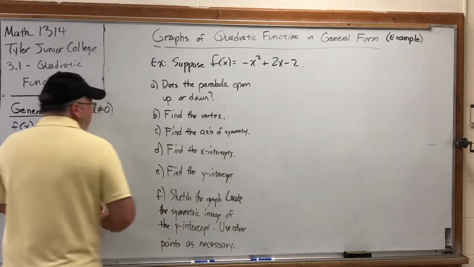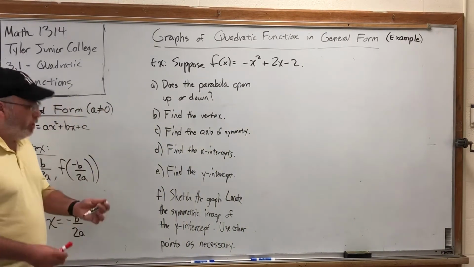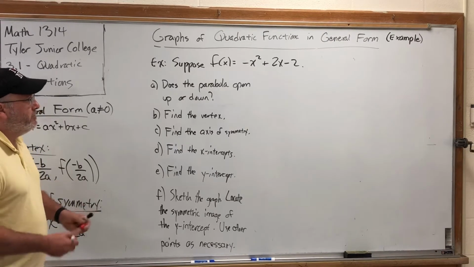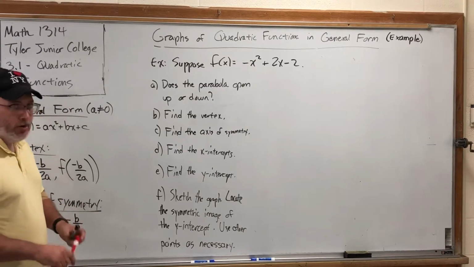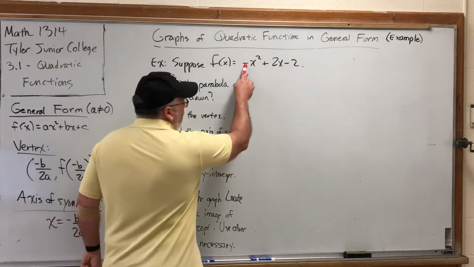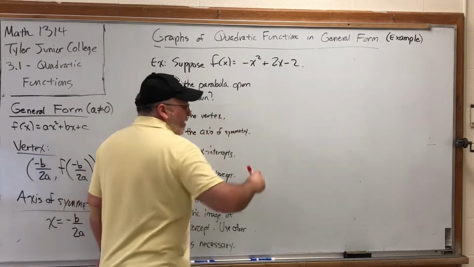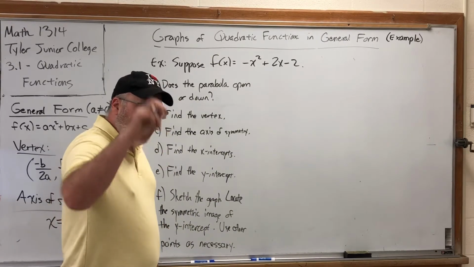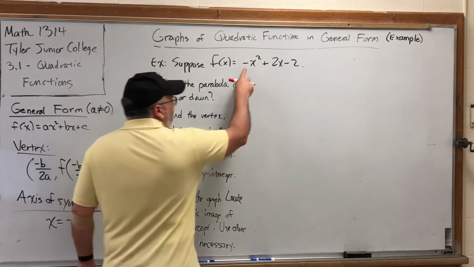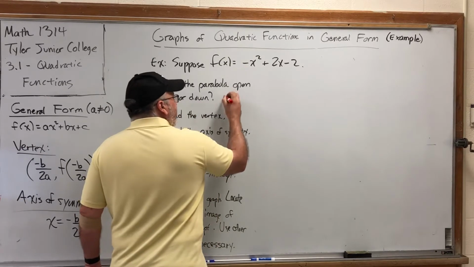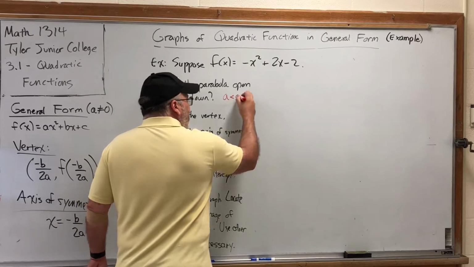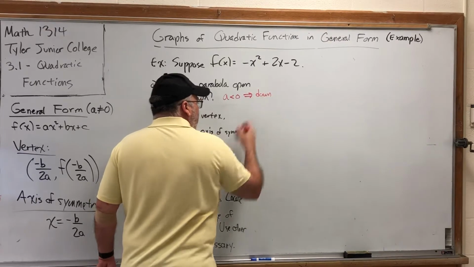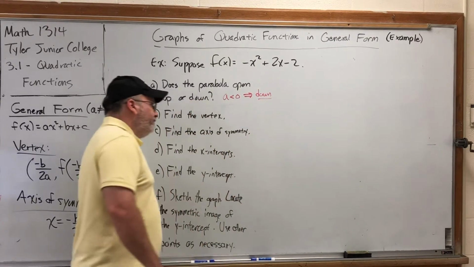The first part's pretty easy to answer. Does this parabola open up or down? That is 100% dependent on the sign of the leading coefficient. The leading coefficient is -1. Oh, and by the way, leading coefficient is the coefficient in front of the letter with the highest power. Leading coefficient is -1. Since a is less than 0, this implies the parabola opens down. So that was pretty easy.